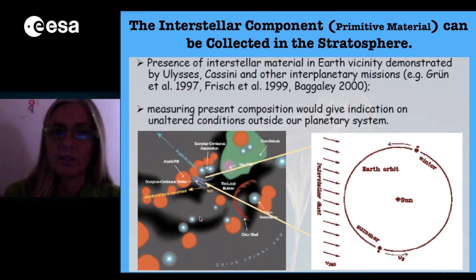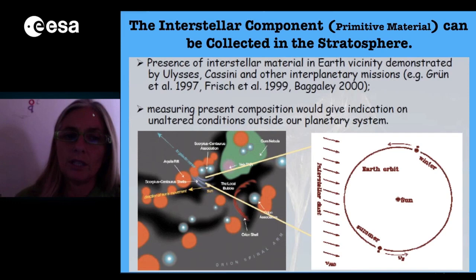In fact, the presence of interstellar material in Earth's vicinity, demonstrated by Ulysses, Cassini, and other interplanetary missions, and measuring its present composition, would of course give indication of unaltered conditions outside our planetary system.